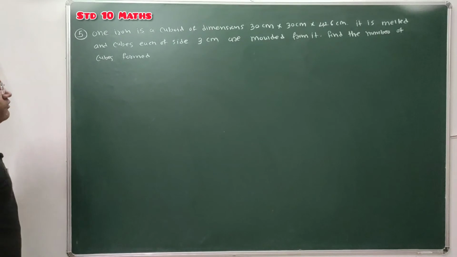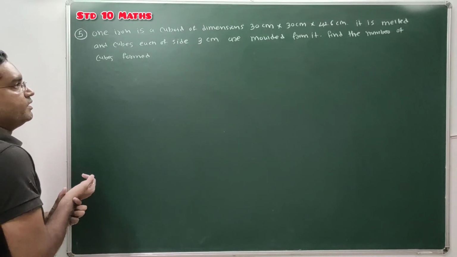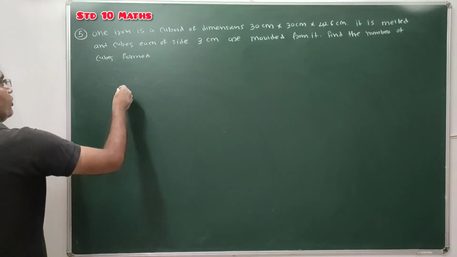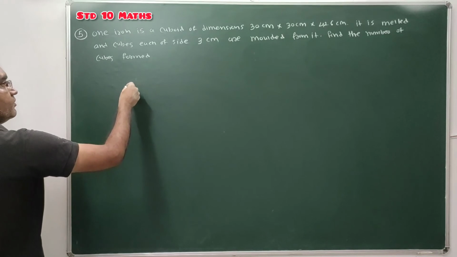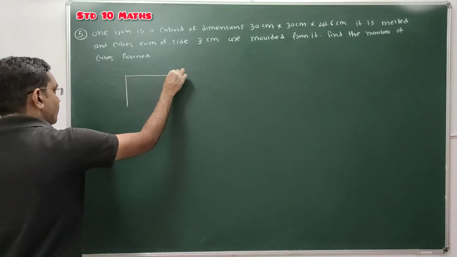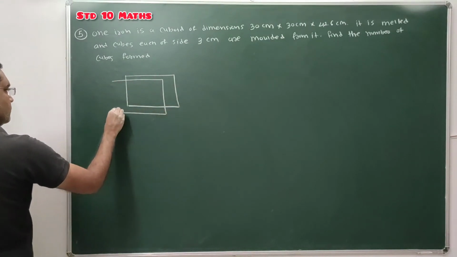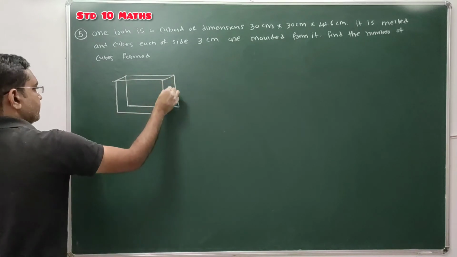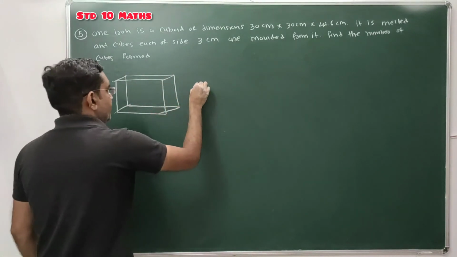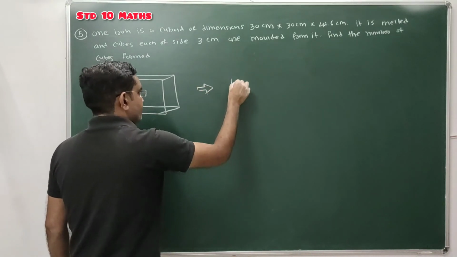Here one iron is a cuboid of dimension 30 cm into 30 cm into 42.6 cm. A cuboid is there. It is melted and cubes of each side 3 cm are molded from it. So it's again a conversion of solid. Here you have to convert a cuboid into cubes. So one cuboid shaped iron is there. Now it is converted into small cubes.